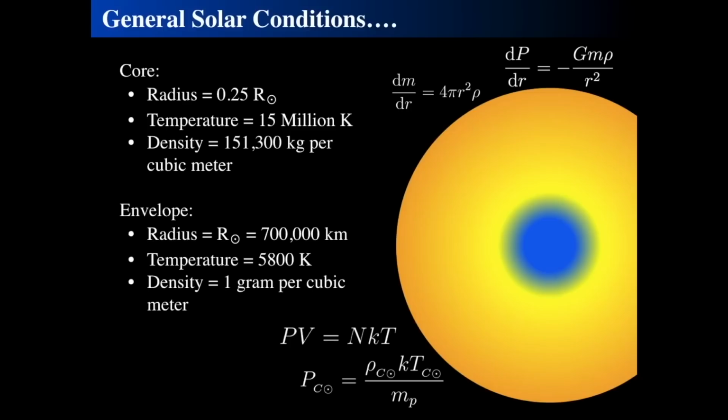The temperature is about 15 million Kelvin, and the density, for more specific calculations, is about 151,300 kilograms per cubic meter, compared to the surface, or roughly the envelope, or maybe just the photosphere, whose radius is about 700,000 kilometers. The temperature is much, much cooler at 6,000 Kelvin, and the density is about 1 gram per cubic centimeter. So it drops off really rapidly from the center to the surface, by almost 100 billion times, or 100 million times difference in density.